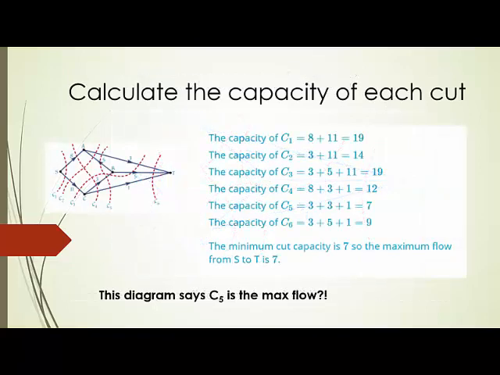Right, we have to calculate the capacity of a cut by adding up all the numbers that it cuts through, and this is where it gets a bit tricky. So C1 is a cut in two places, 8 plus 11 making 19, and the last one, C6, is a cut making a total of 9. And interestingly, it says that C5 is 3 plus 3 plus 1 equals 7, when in fact C5 looks like it's cutting through a 3, a 5, a 3, and a 1, which is a good deal more than 7. This will be explained as we proceed.